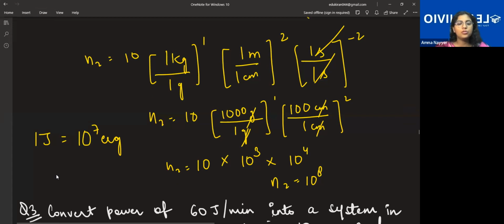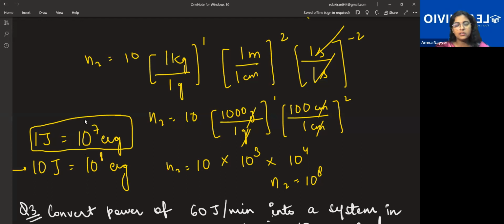So 10 joules will be equal to 10 to the power 8 erg. This was our question, and this is what you can remember. No need to remember 10 joules. Remember it for 1 joule. You'll be able to calculate for any other value. Fine. This is how to convert. It's a revision also, so write it down.